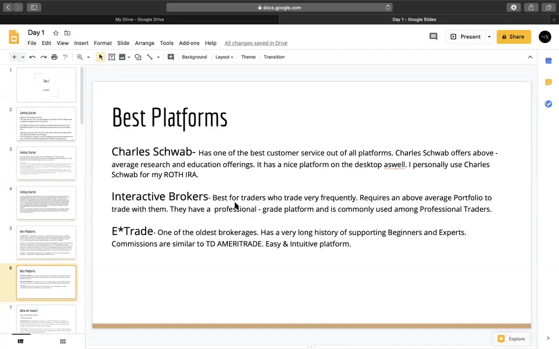Going to E-Trade, one of the oldest brokerages, it has a very long history of supporting beginners and experts. Commissions are similar to TD Ameritrade. It's a very easy and intuitive platform. That's also a good platform if you want to open up a retirement account, in my opinion.